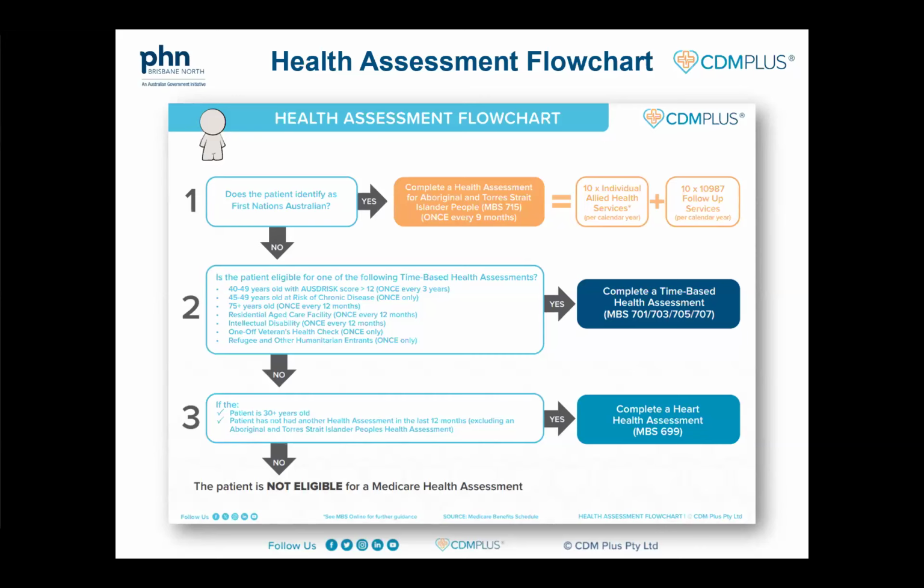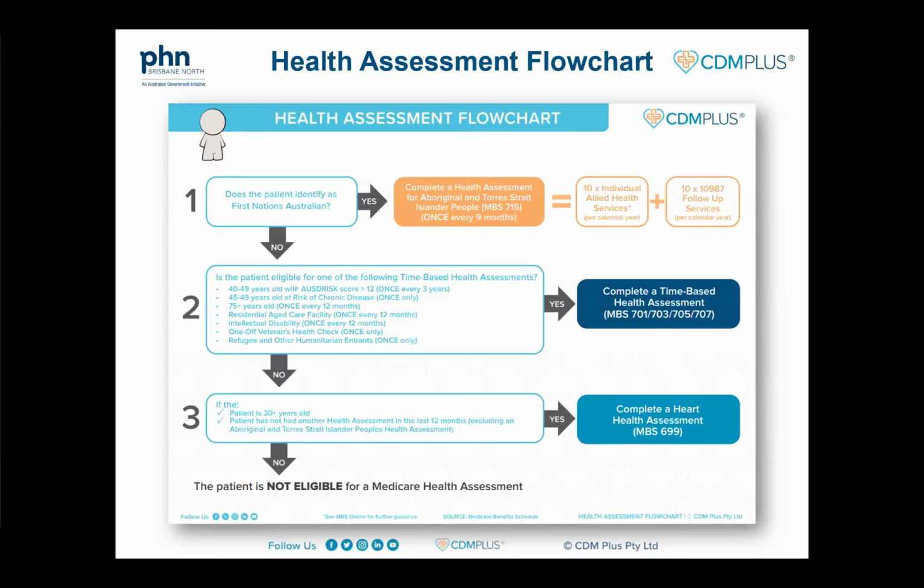So the time-based is that second set. We're going to have a look at these different types of health checks separately. But if the patient isn't eligible for a First Nations health check, or for a time-based one, and you can see there's a lot of restrictions there, so it's the different age groups. Some of those health checks can only be had once only, and some are once every 3 years. So it does make it really difficult, I guess, to align a health check with a patient sometimes.